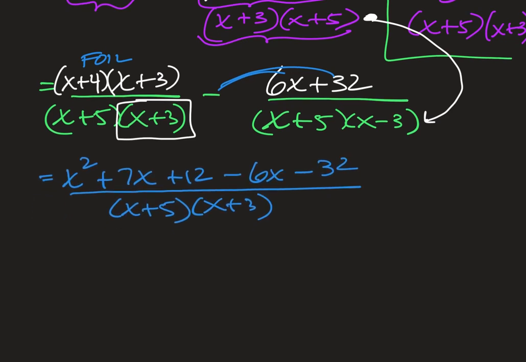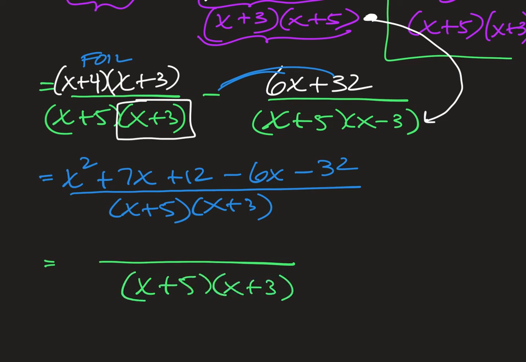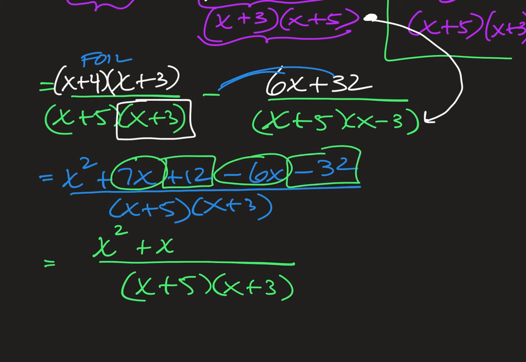Okay, so let's now keep simplifying. On the denominator, I'll just keep my LCD. And on the numerator, let's combine like terms. So x squared, there's nothing that can combine with that. I can combine the positive 7x and a minus 6x to a plus x. And then I can combine the plus 12 and the minus 32 to a minus 20. So at this point, I was successful in getting this written as one fraction. That's what we were trying to do.